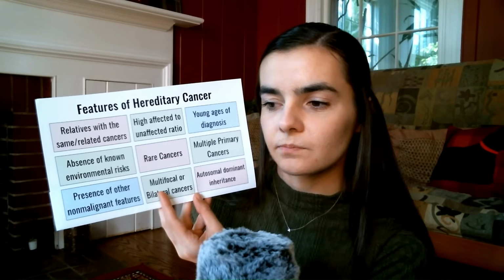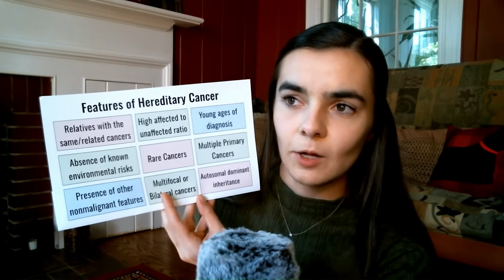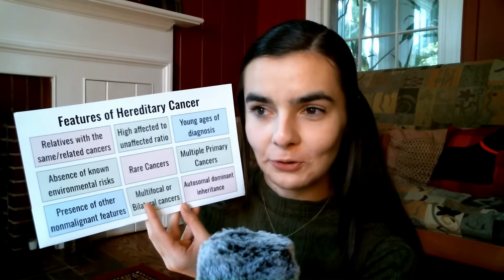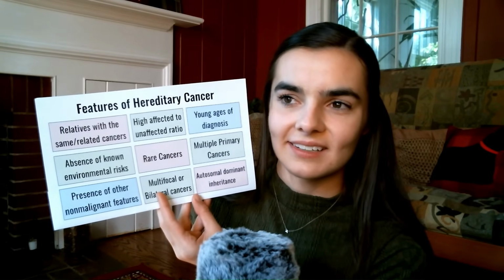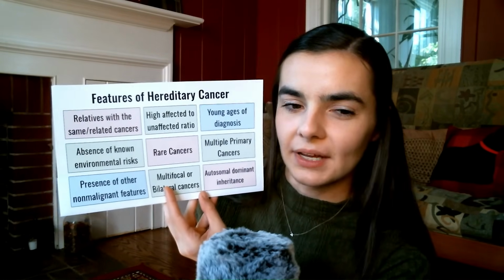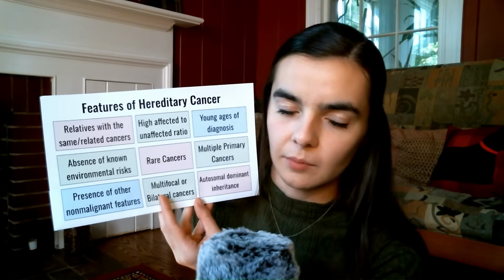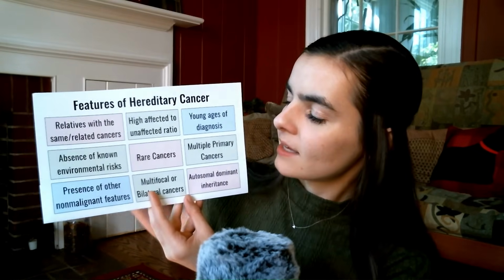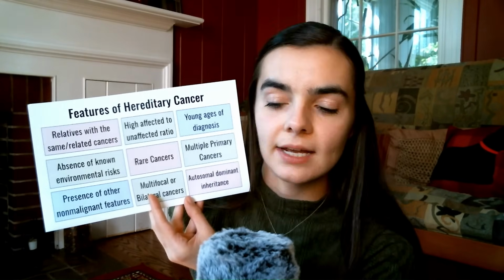Also, rare tumor types, so we'll talk about paragangliomas and pheochromocytomas. Big words, but rarer tumors are more likely to be something hereditary, especially if multiple family members have them. Next is multiple primary cancers.